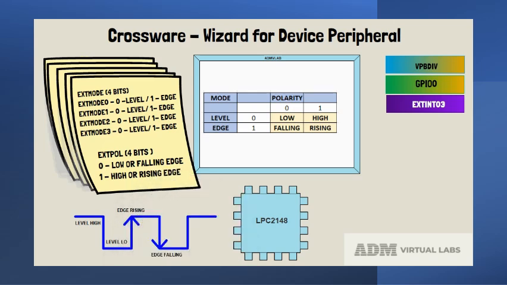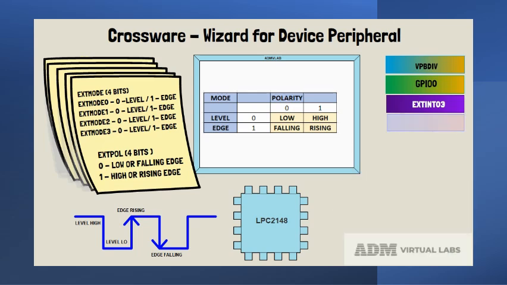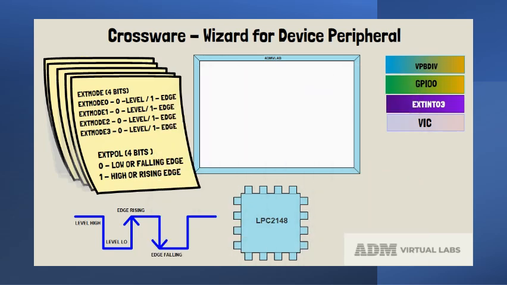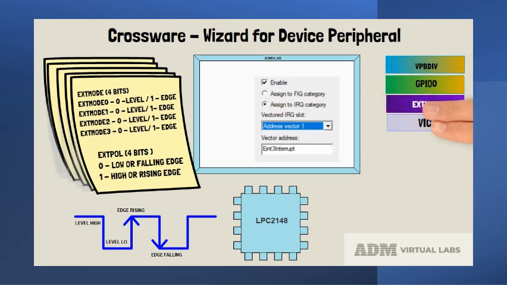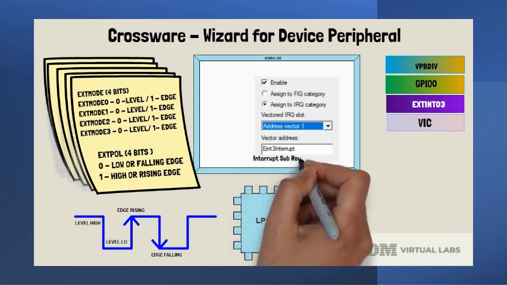When we select pin P0.20 for the external interrupt function, then a logic level low or logic level high can generate an interrupt. This mode is called level triggering. An interrupt generated because of a rising edge or falling edge of the input signal is called edge triggering. When an interrupt occurs, it asserts a corresponding bit in the vectored interrupt controller.